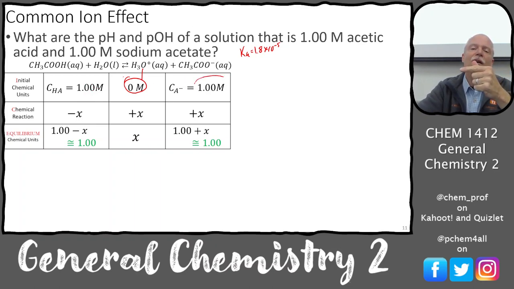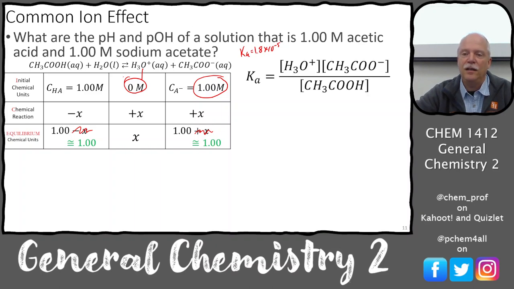But look what I've got over here. I've already got products. So Le Chatelier's principle is going to push this reaction backwards and make X even smaller. So that common ion effect is a Le Chatelier effect. If I've already got some product over here, it just can't go forward very much before it hits that equilibrium value. So this is going to be a really small X. And so I can ignore it here and I can ignore it there. And this actually makes the problem easier.